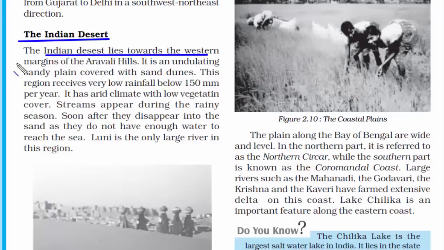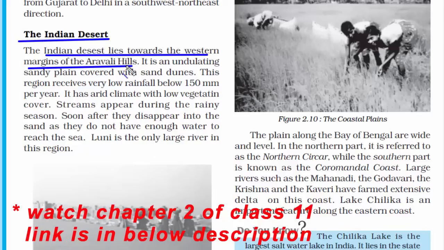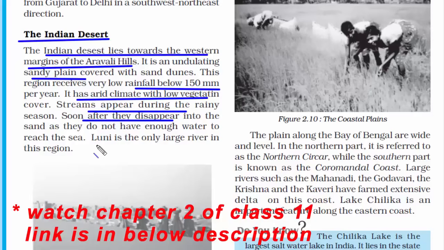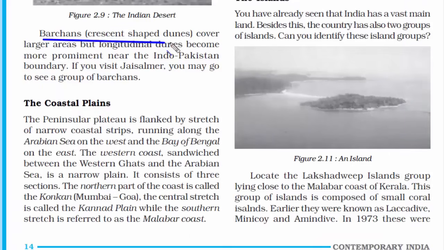It lies towards the western side near Aravali Hills. And the desert consists of sand, hence it is called sandy plain. And this region receives very low rainfall, below 150 mm per year. It has arid climate, which means hot and dry, with low vegetation cover. You will only see rivers during the rainy season. Luni is the only large river in this region, and this region is famous for barchans, which mean sand dunes.